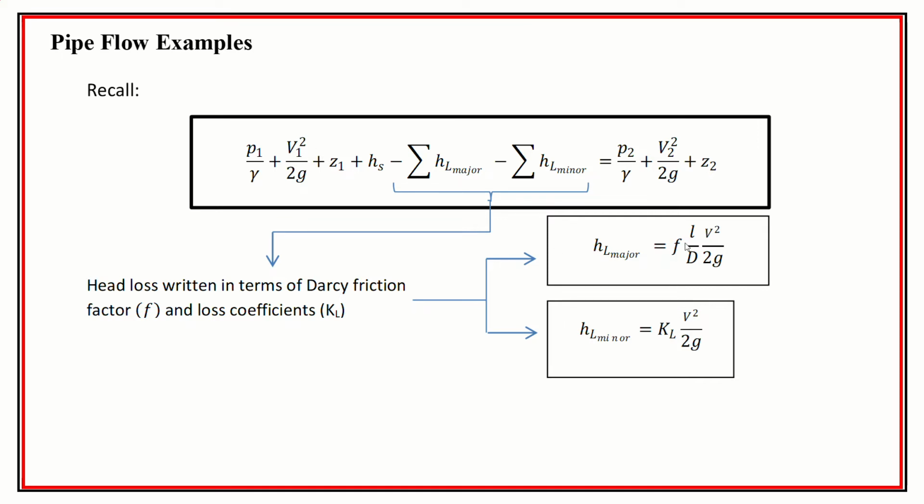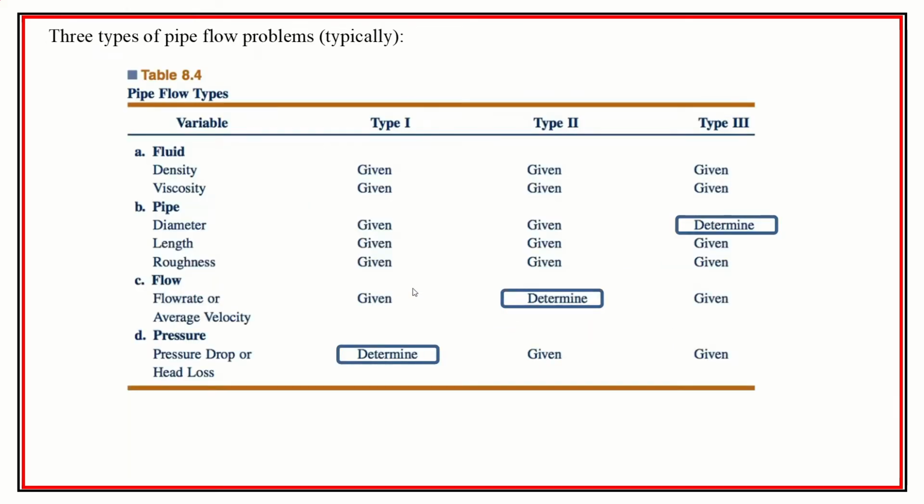So we can actually combine the Darcy friction factor and the length divided by the diameter with the KL, and then just multiply it by the dynamic pressure to get the head loss. The different types of problems that are most common are type 1, type 2, and type 3. In type 1, what we're looking for is the pressure drop given that we know what the flow is and all the other parameters here.